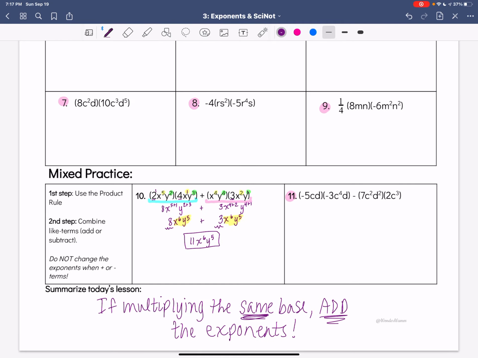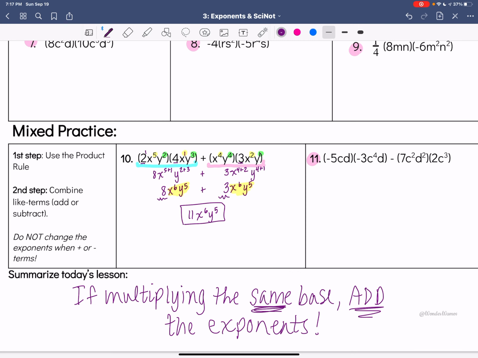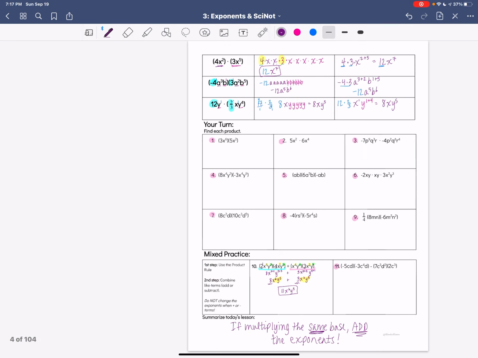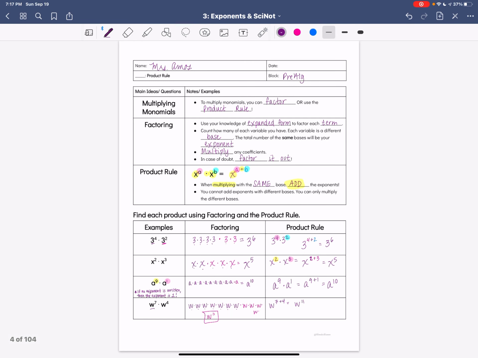So remember, use the product rule, simplify, then combine like terms. So remember, if you're multiplying the same base, add the exponents. If you get stuck, factor it out. But remember, the product rule is whenever you're multiplying the same base, you're always adding your exponents.